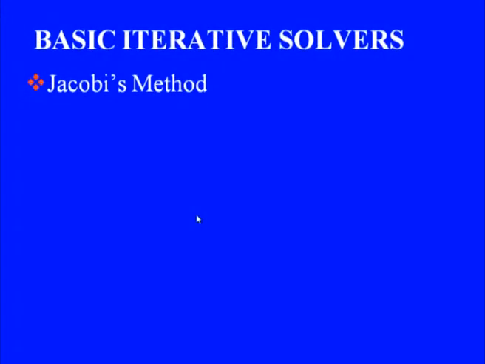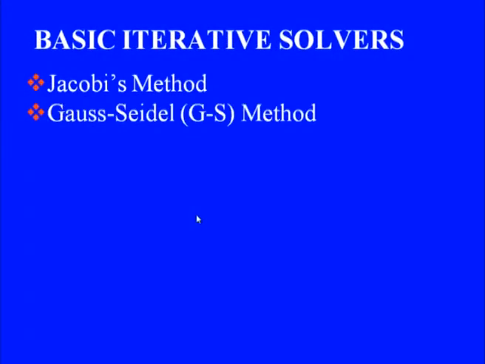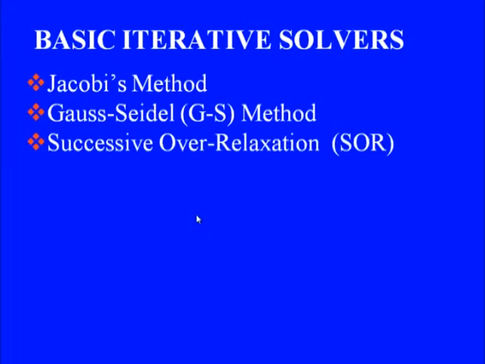Now, let us come back to our basic iterative solvers, because we would use some of them as preconditioners for Krylov subspace methods or multigrid methods. So let us see a few basic iterative methods. The first one is Jacobi's method, the second one is the Gauss-Seidel method, and the third one is the successive over-relaxation method. Let us have a look at the algorithm for these methods. The first one is Jacobi's method.